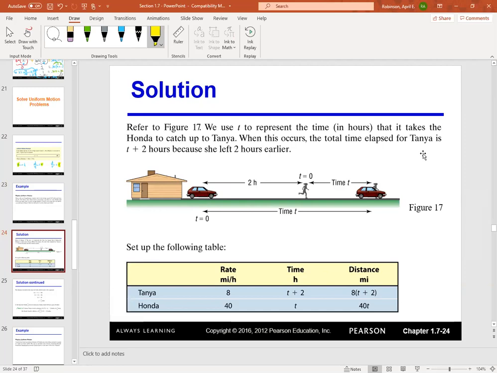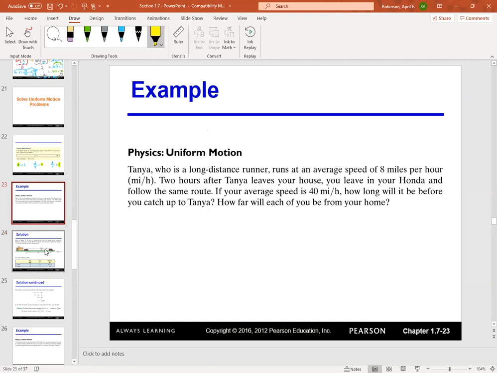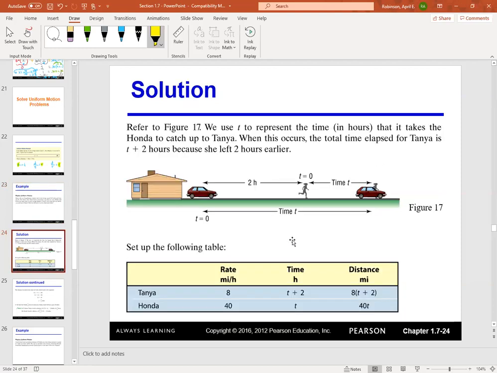Both Tanya and the car start at the same spot and end at the same spot. So the one thing that I know for sure is they both have the same distance. They're definitely not going the same speed. She's going 8 miles per hour, and you're in your car going 40 miles per hour. So the rates are not the same.